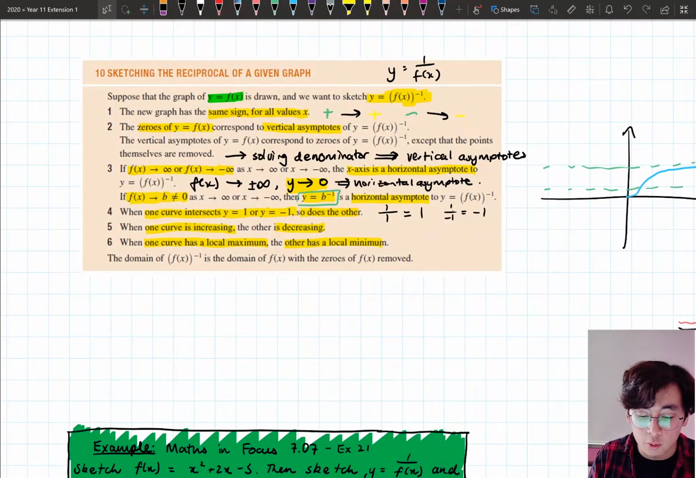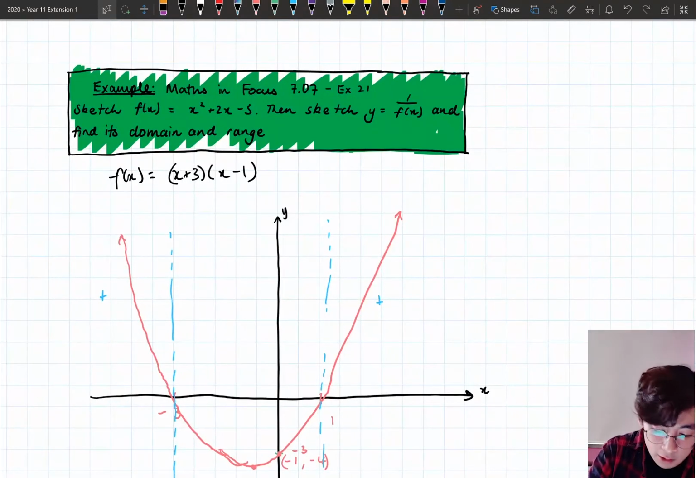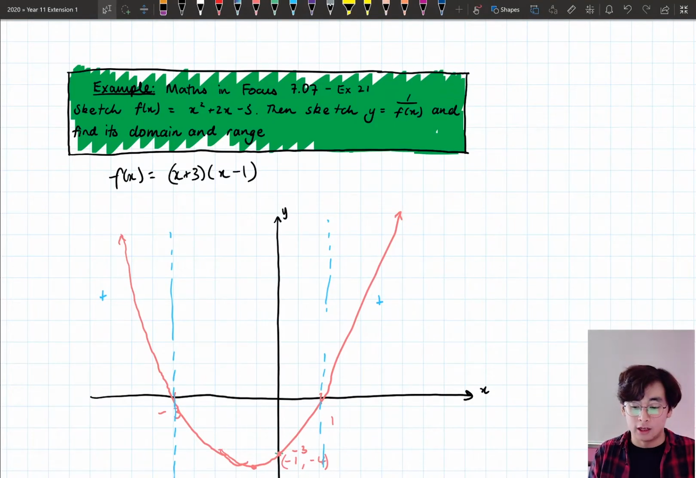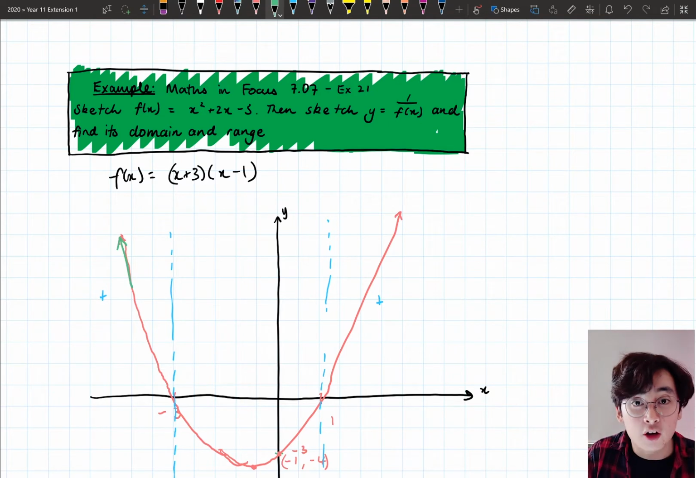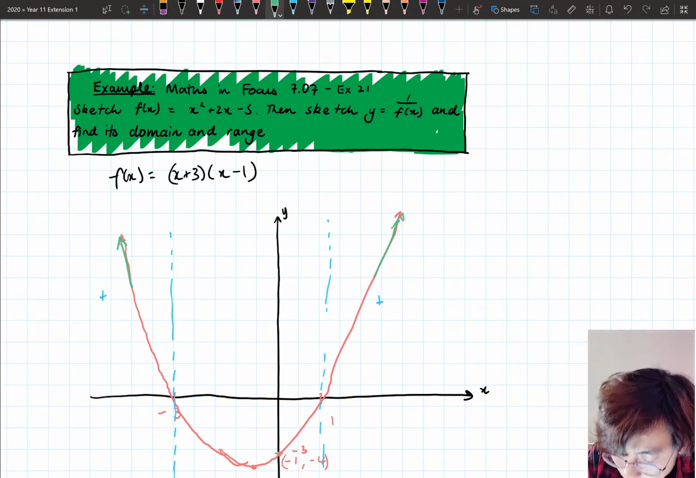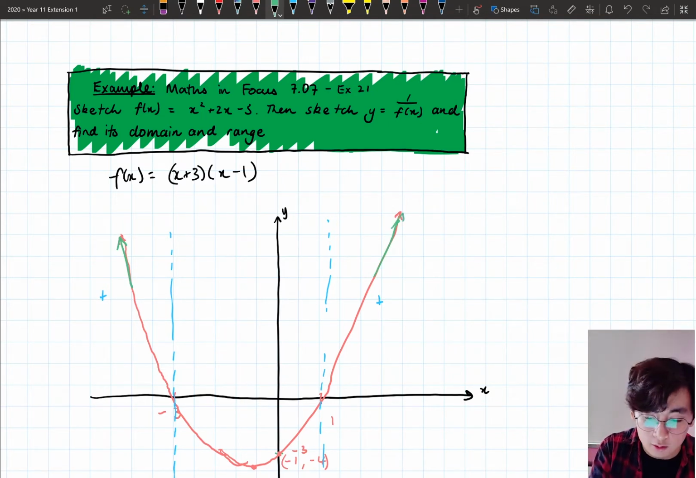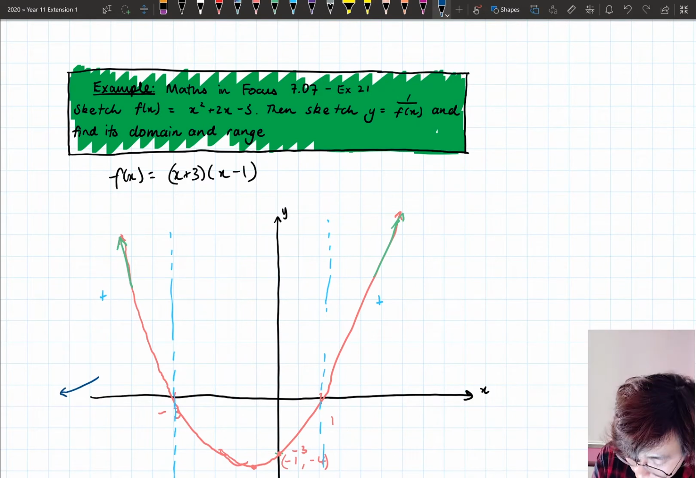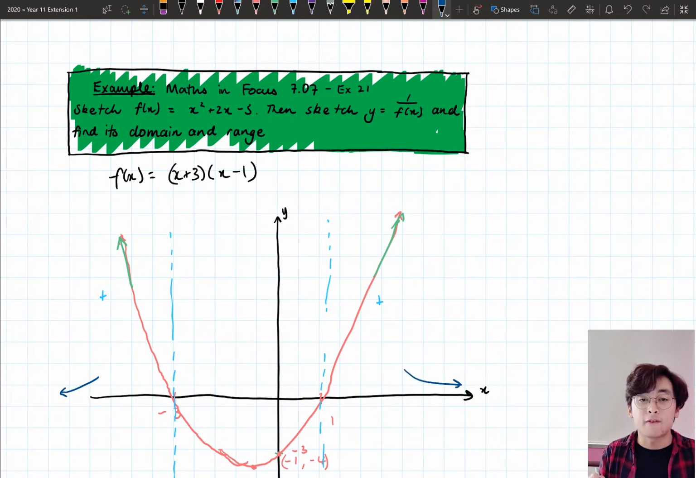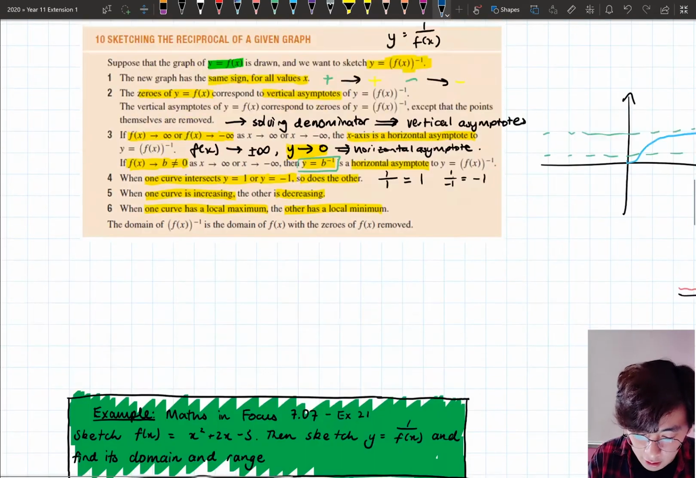Now, if f of x goes towards infinity or -infinity as x goes to infinity, then there's a horizontal asymptote. If you have a look on my graph, there's 2 points where we go towards infinity. On the left-hand side here, my parabola is going towards infinity, and on the right-hand side here, it's going towards positive infinity as well. So what this tells me is that my reciprocal function is going to go towards 0 at those 2 points, from the positive side. Okay.